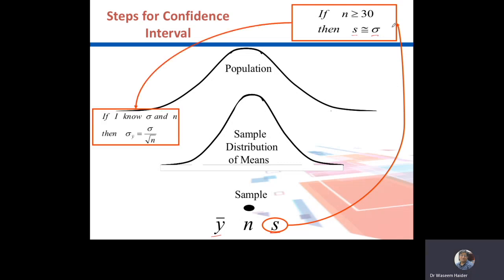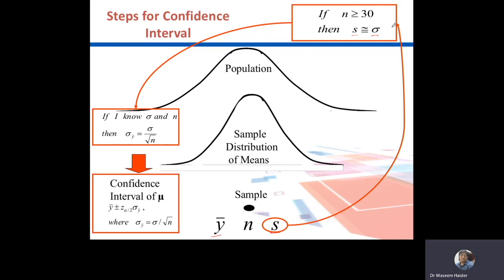And since we know sigma and since we know n, we can also calculate the standard error. Since we have the standard error and we also have the sample mean, and we do have alpha, we can get the corresponding z value for that particular alpha and plug it into this equation. So in this way we can get a confidence interval for the mean like this.